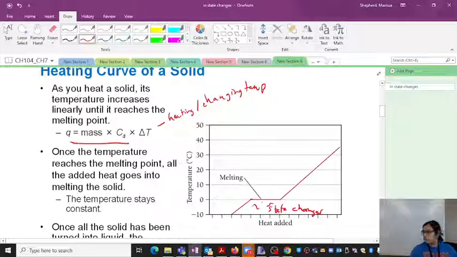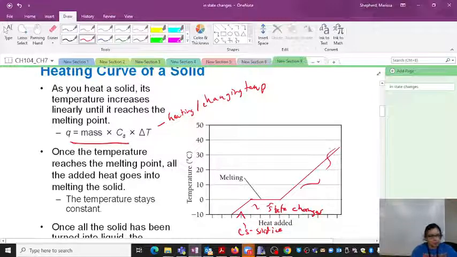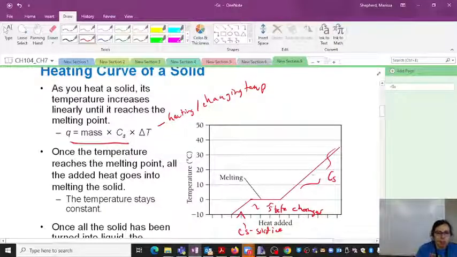And then once it's all converted, you would have to find your new specific heat for the now liquid. So this would be the example specific heat for solid ice. And then for this part, we could once again figure out how much heat, based off the specific heat capacity for now liquid water.